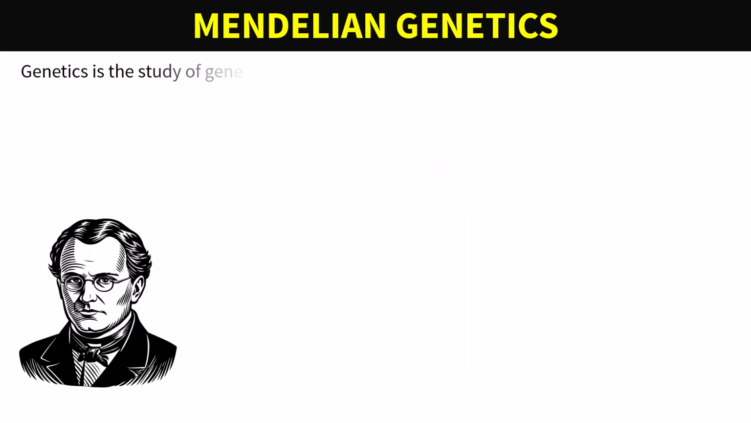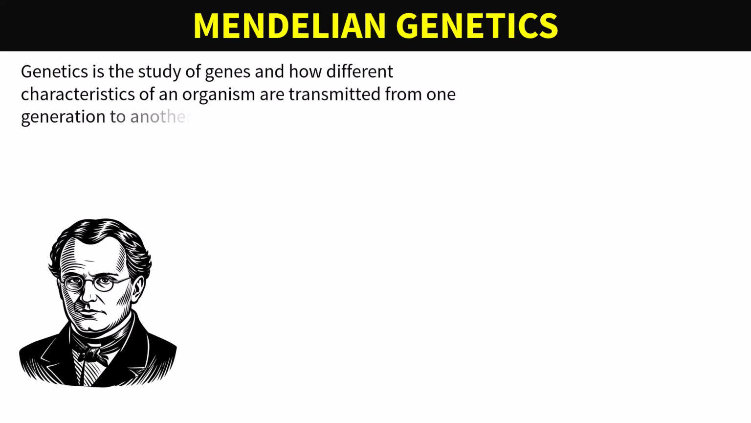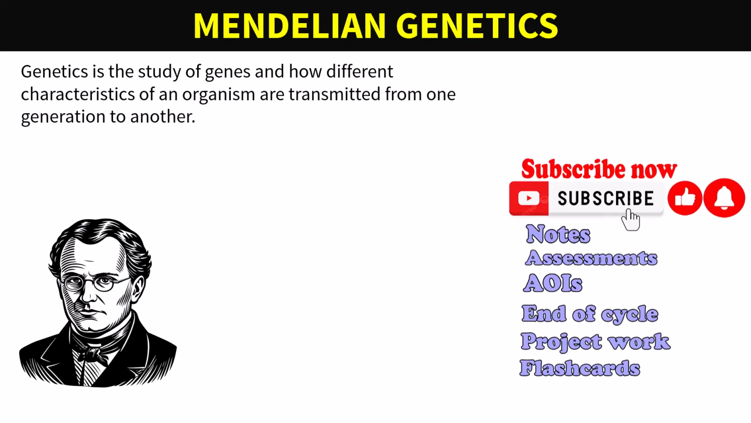Genetics is the study of genes and how different characteristics of an organism are transmitted from one generation to another. It can be defined as the study of heredity. The study of genetics was started by Gregor Mendel. He carried out several experiments on garden peas.